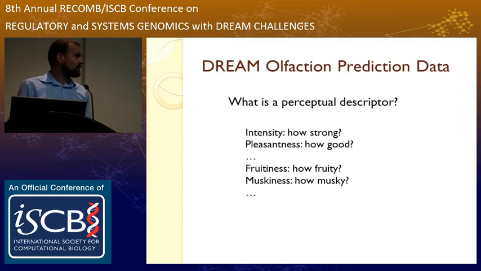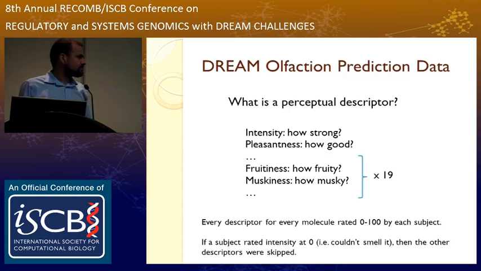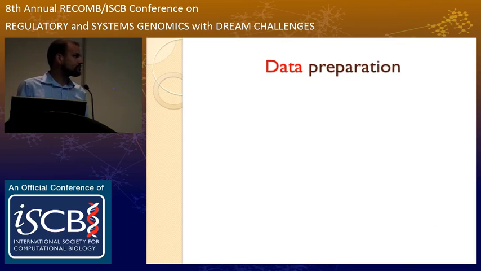So, what these perceptual descriptors are. I'm going to expand upon the range of the descriptors. There were actually 21 total: intensity, pleasantness. The other 19 were bundled into sort of one category for scoring purposes, but they're still each in their own right important. And the only sort of missing data in the perceptual data was if a subject could not smell it, they rated intensity as 0, the other descriptors were skipped, which actually in some cases presents some interesting challenges in prediction, which I'm not going to go into, but you can ask me about later.